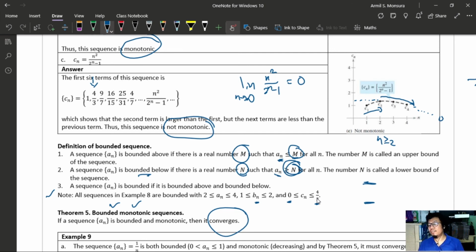And if your sequence has a lower or an upper bound, one of them might be its limit, because your sequence will tend to approach that. But here's the thing. We will use this theorem 5 for sequences that we don't really have an idea of its limit, because we might have difficulties in evaluating its limit. We'll talk about this later on.